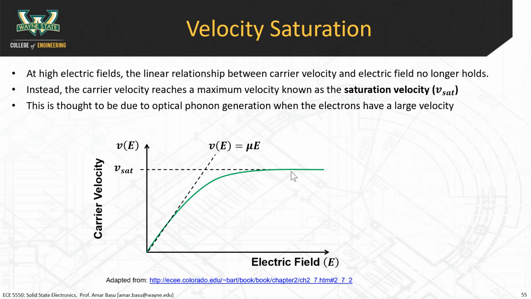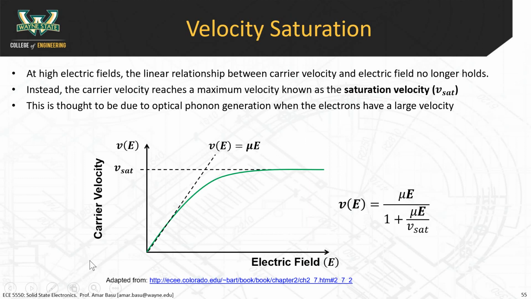The reason it does that is thought to be due to optical phonon generation when the electrons have a large velocity. This optical phonon effect is beyond the scope of this class, but it causes the electrons to basically hit a maximum velocity. They can't go any faster than that.